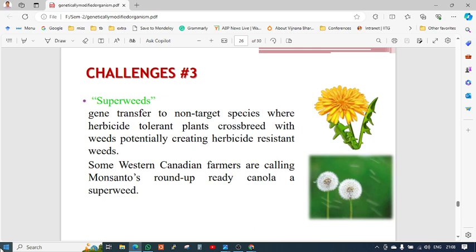The population of these super weeds ultimately suppresses the food production of normal vegetables. Once they come, the whole land can be covered by super weeds, and they cannot be removed in any way. So these are the main consequences. Some Western Canada farmers are calling Monsanto's Roundup Ready canola a super weed. So these are examples of super weeds. Canola cannot be killed by any further applications of herbicides.